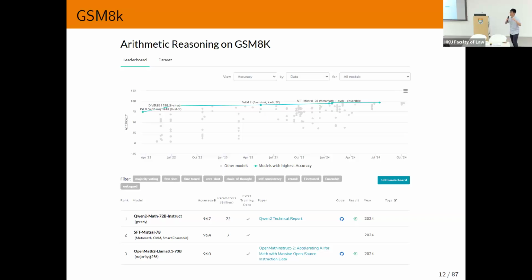Now I'm going to talk about the state of the art of these LLMs on solving mathematical problems. This is a data set called GSM-8K that was curated not too long ago, I think April '22. That's when the set was created. It's a data set of high school mathematics problems.